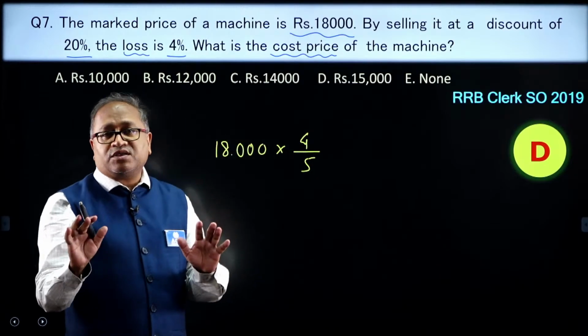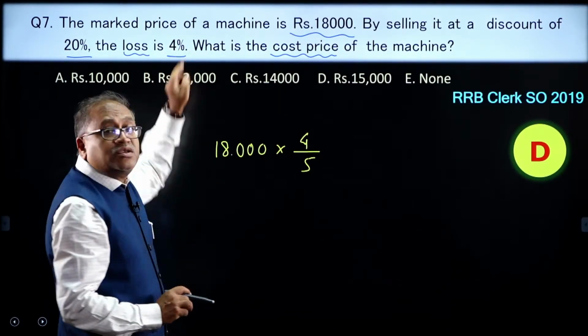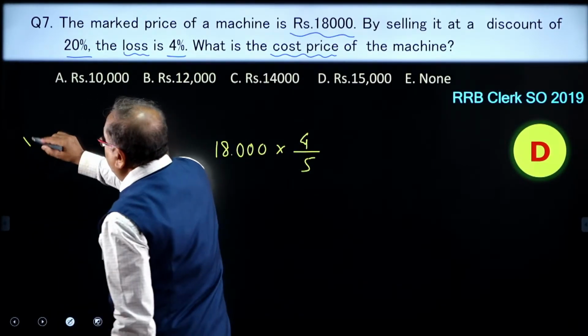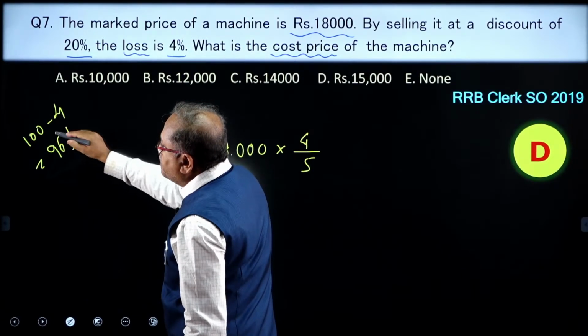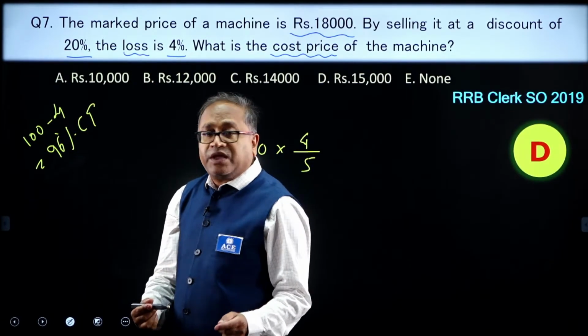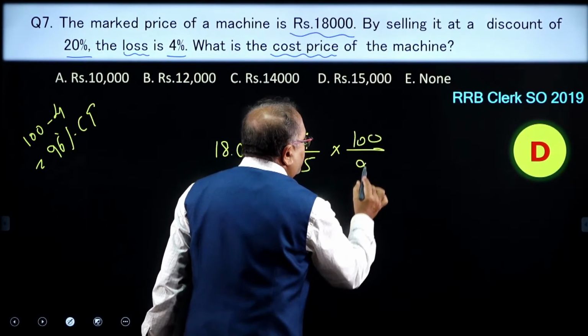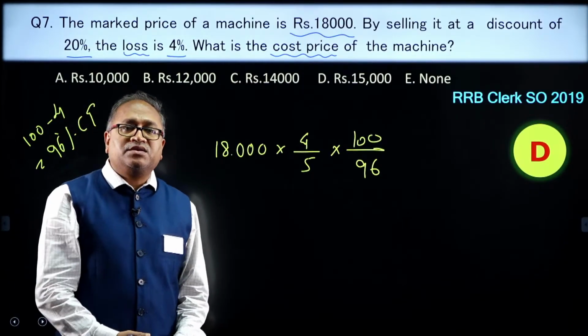Now I got the selling price, and on this selling price there is a loss of 4%. That means this selling price is 100 minus 4, that is 96% of the cost price. I need the cost price, so multiply this by 100 and divide this by 96, and you get 100%. That is our one line answer.